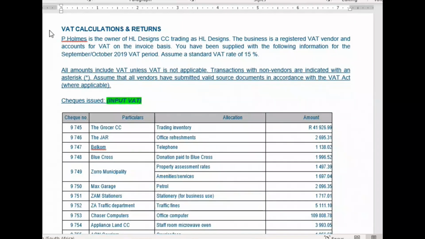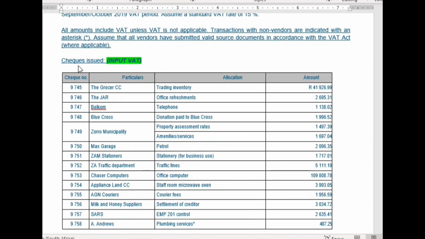So here's just that regular information. They tell you who the person is, and then they give you a lot of information. The first thing they give you is checks issued. And what I've done next to checks issued is in green, I've said to you that is input VAT.